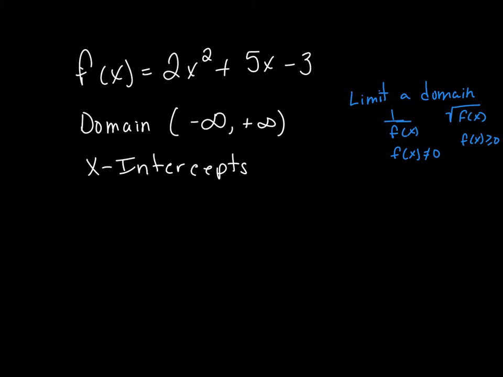Now, this next question, what are the x-intercepts? This is one of those things. We have to think back to what an x-intercept is. An x-intercept is what value of x exists when y is equal to 0. So what this really means is f of x is my y value. So where does this function equal 0?